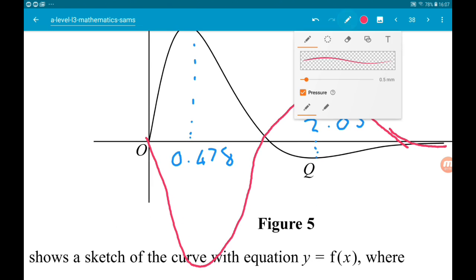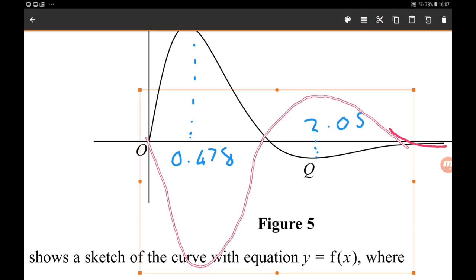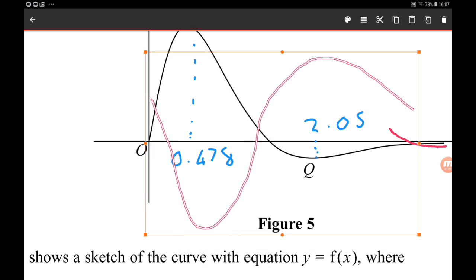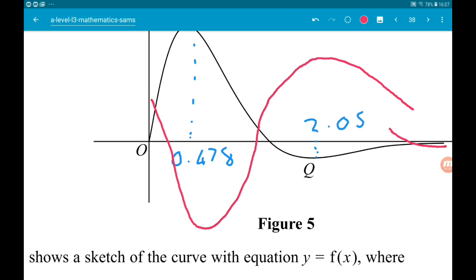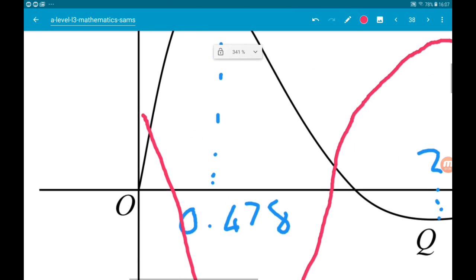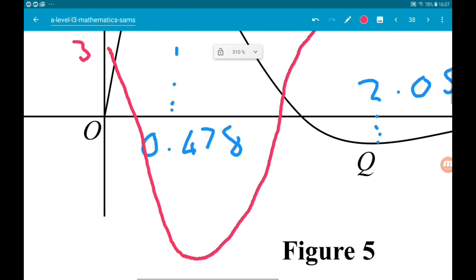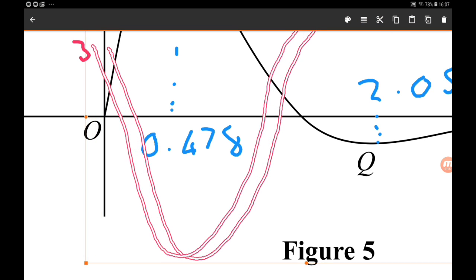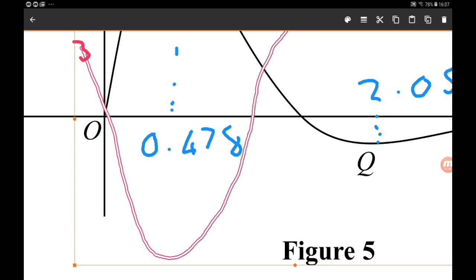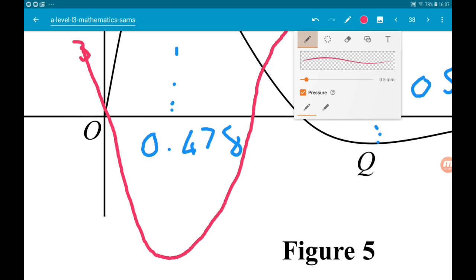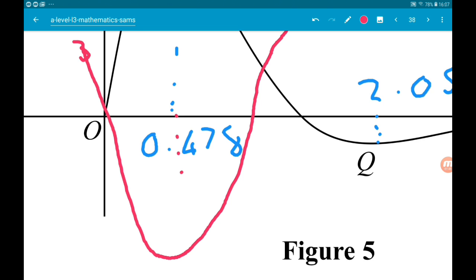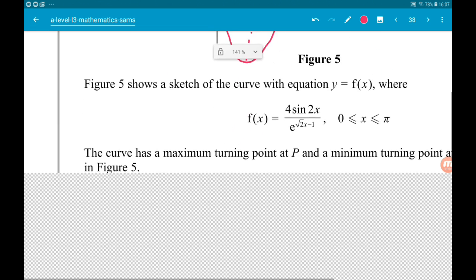So, all told, it would look something like that. Where we can now say this is 3. What we really care about there is that, aside from my terrible drawing, the minimum is just directly below where the maximum was. So the coordinate now of the minimum is 0.478.